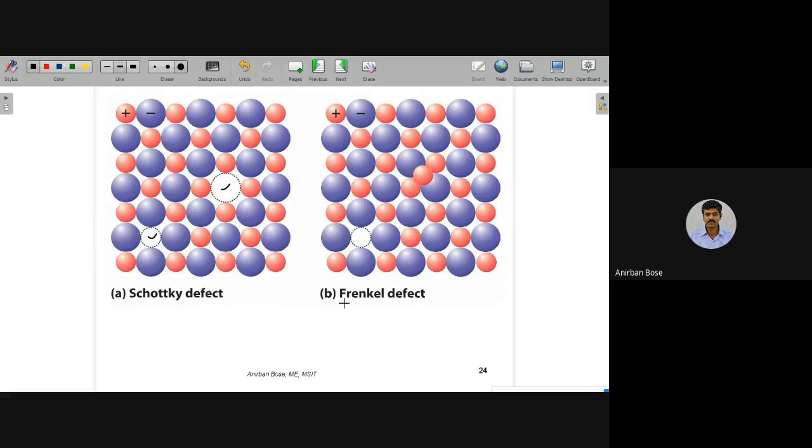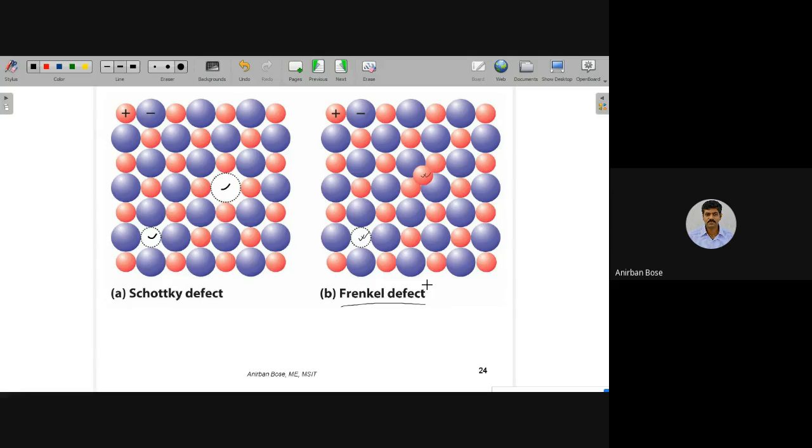Now coming to the Frenkel imperfection. We see this again in ionic crystals only, and this is again a point defect. Here one cation is missing from its regular site and goes to some interstitial void space. At this regular site the cation is missing, and that cation is occupying some interstitial void space here. In this way it is still within the whole material, and that is why electrical neutrality is still okay. This kind of defect is called the Frenkel defect.